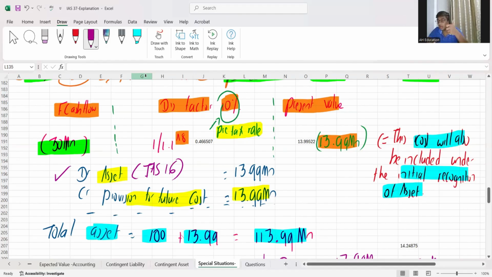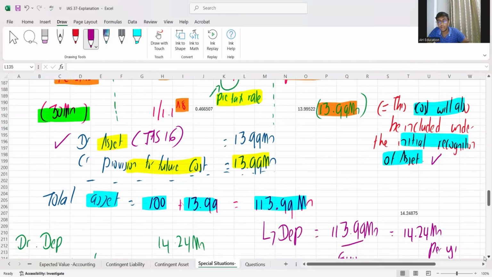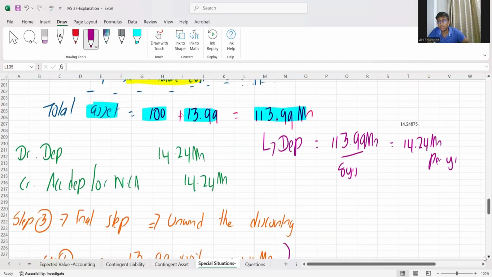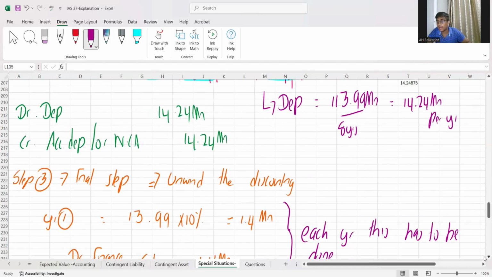One step is identifying your future cost. Your second step is identifying the present value of your future cost. After that, that cost will be added to your initial asset recognition cost. Until here, I hope you are all clear. Pause your recordings at this point if you are not clear.